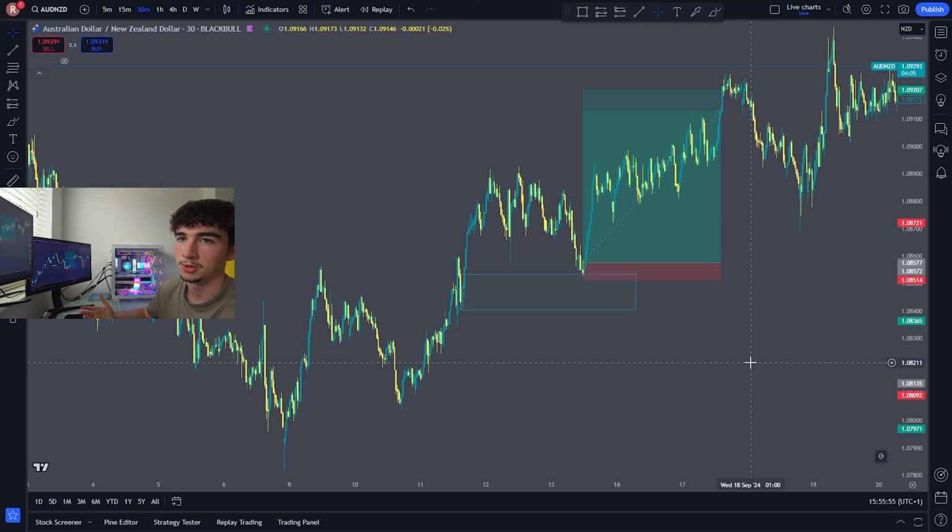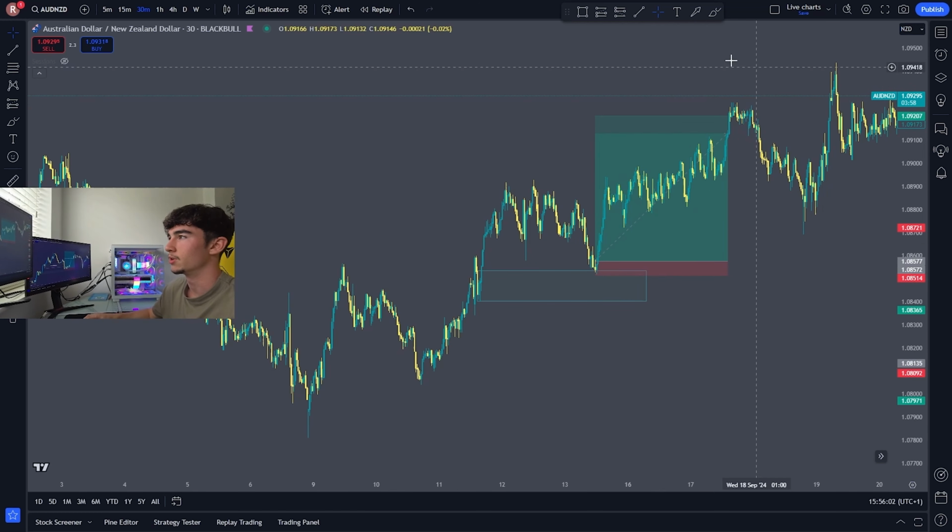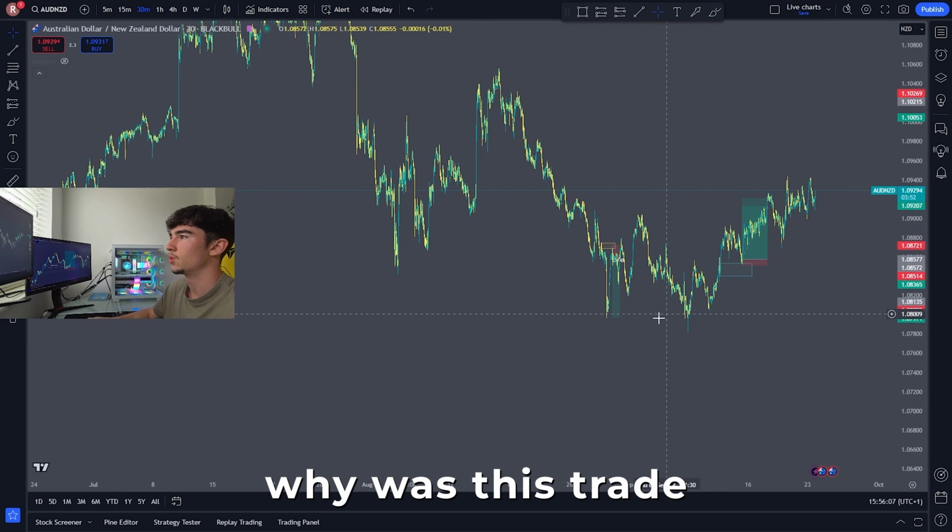It's not just we think there's going to be a reversal. Obviously, if that was the case, then we wouldn't have an edge. So the specific things that have to happen, when they do, we can then take reversal trades such as this one. To start off with, why was this trade valid?